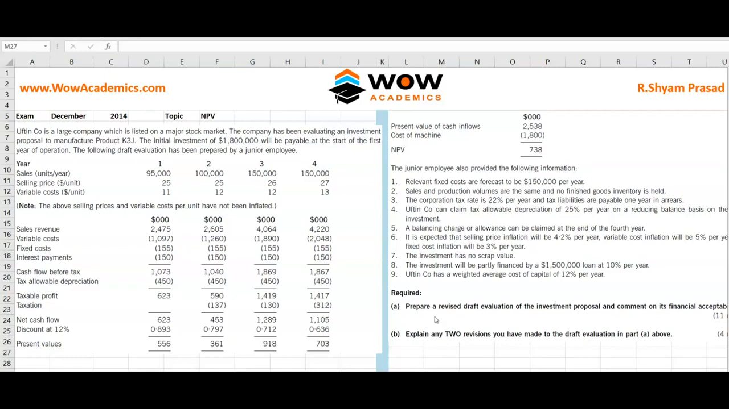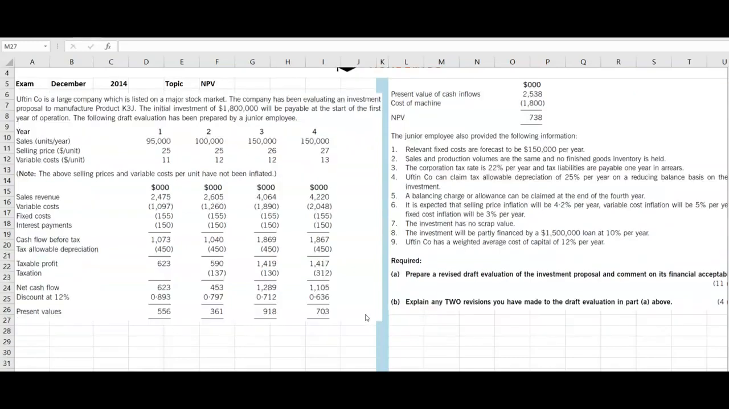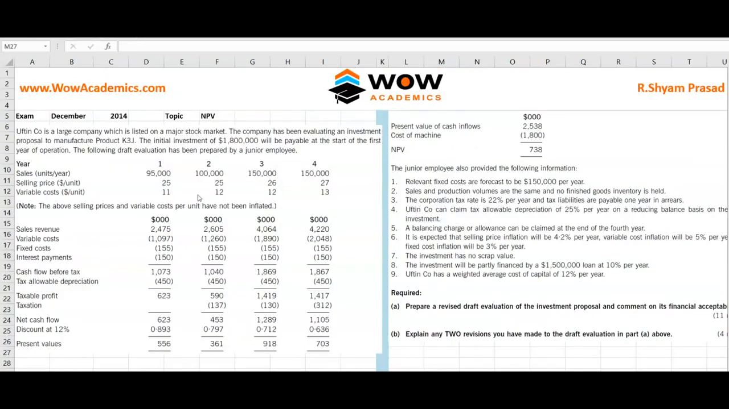So we are not going to work out this problem, it will take a very long time. What we'll do is we'll just spot the various types of errors that are there in this question. Okay, so we'll start.